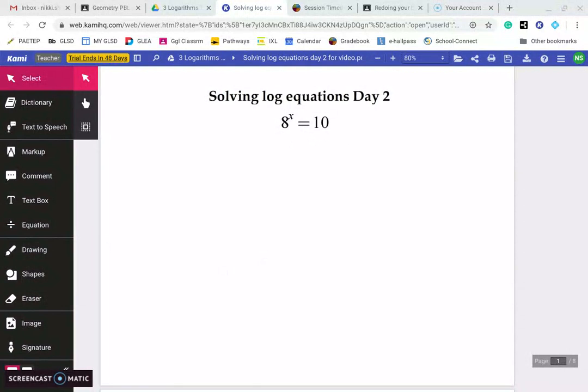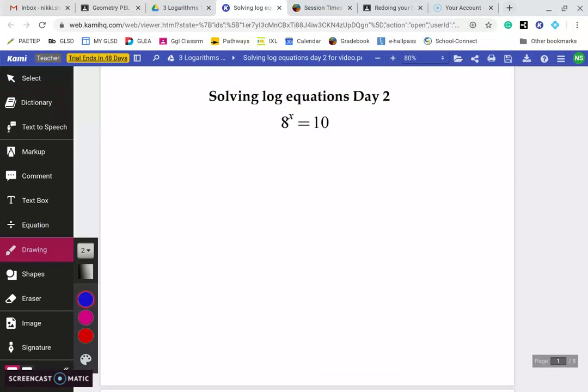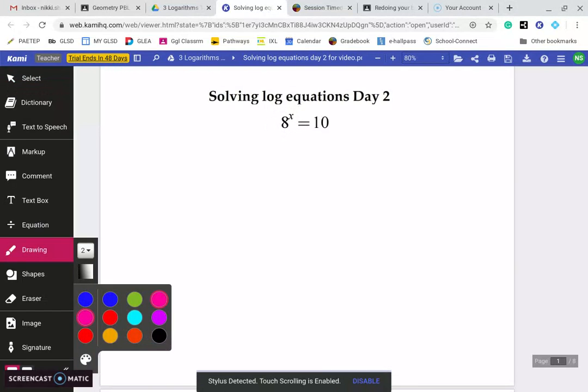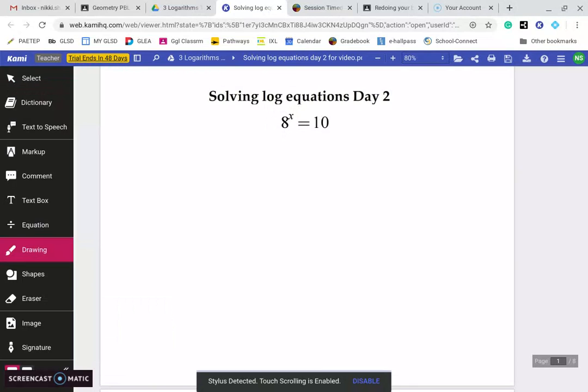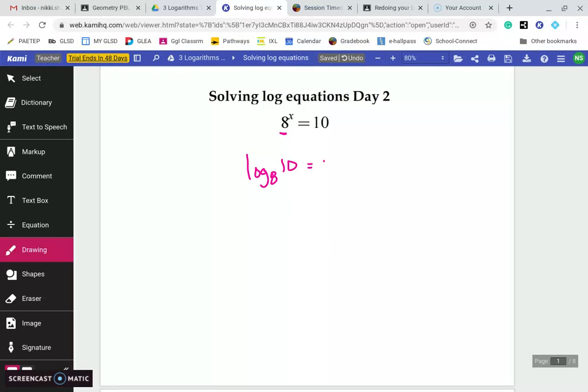And so for equations where you have just one x in the exponent, what you need to do is get that all by itself. And then after it's all by itself, we're going to rewrite in log form. So this is from your last test. Remember, this number becomes your base of the log. So we'll have log base 8 of 10. That number becomes our argument. And that's going to equal our exponent. So that's going to equal x.